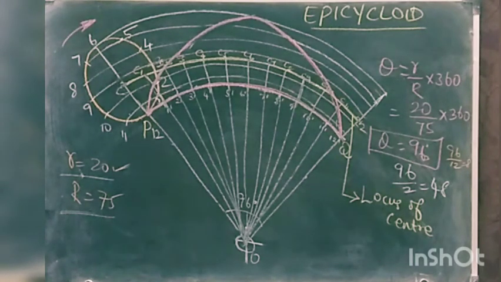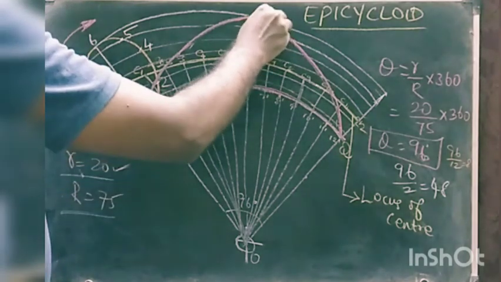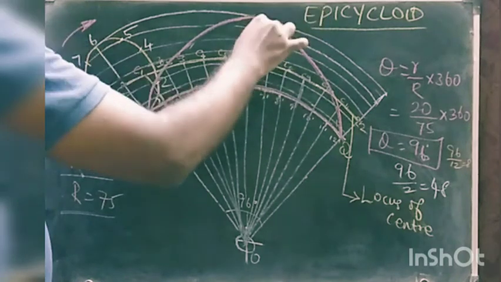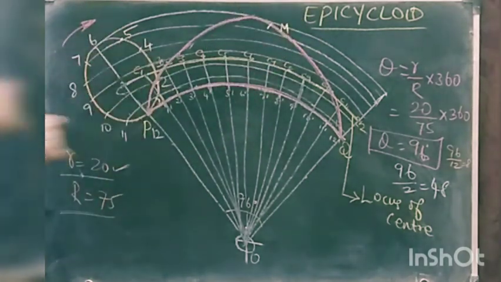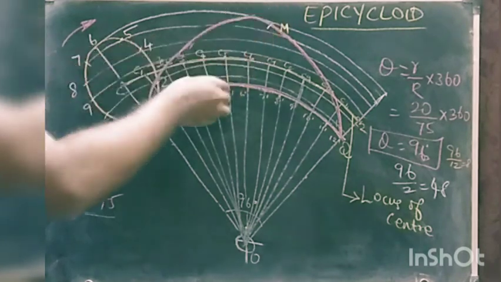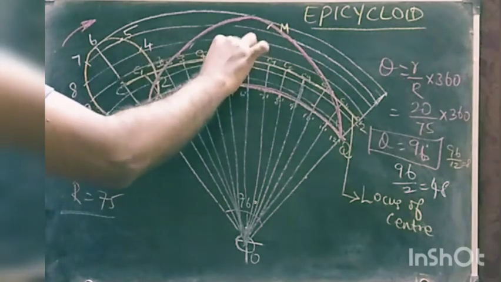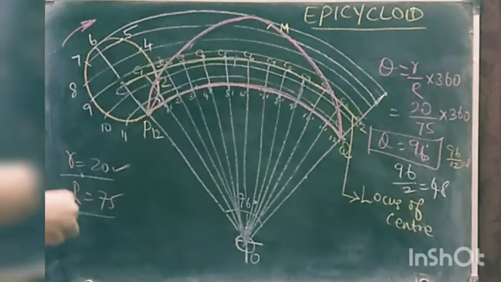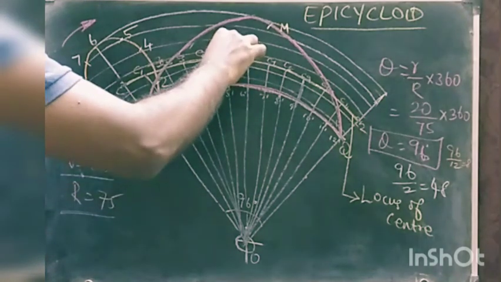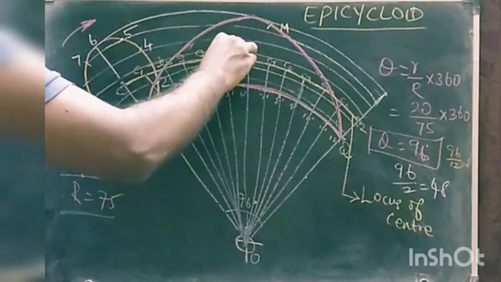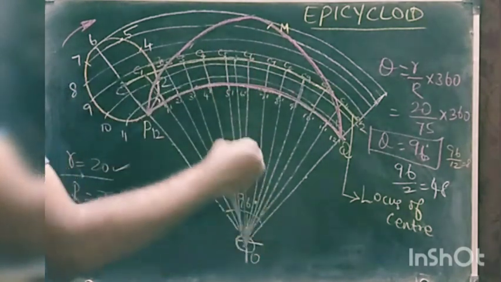And here, tangent and normal. We need to draw a tangent and normal at any point on the curve. That's also given. So let me choose any point here, in this particular point. Let the point name be M. Now take the radius of the rolling circle, place your compass point at M, and cut an arc on the locus of center. See here, I cut an arc at the locus of center. You capture this point, and join this point towards the point O. Place your scale and join this point towards this O point.